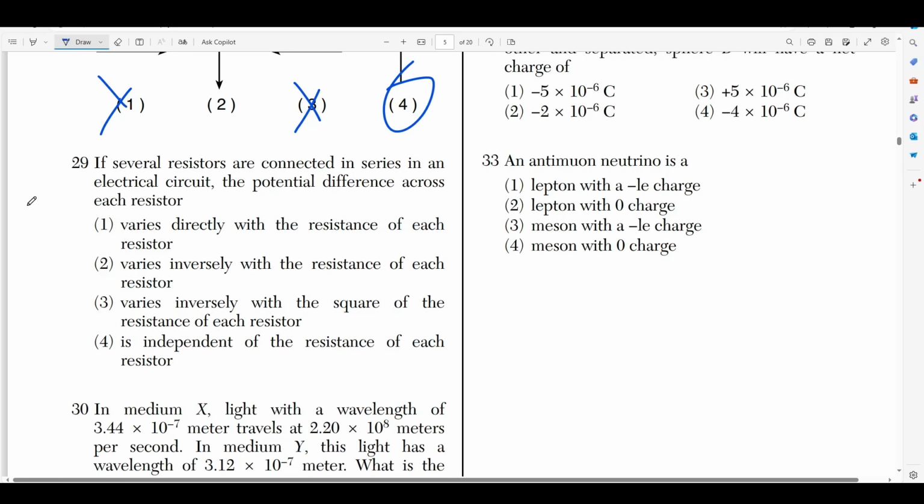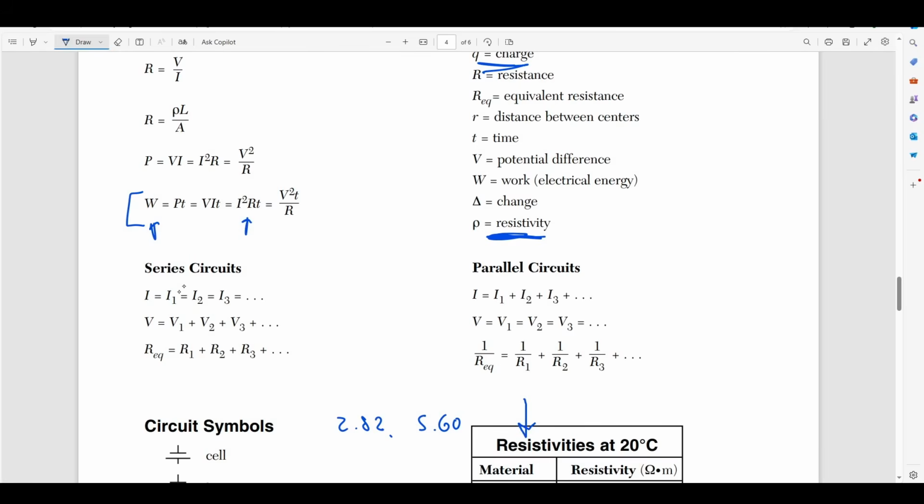Moving on to number 29, it says if several resistors are connected in series in an electrical circuit, the potential difference across each resistor does what? It varies directly with the resistance of each resistor? Does it vary inversely with the resistance of each resistor? Or is it independent? Well, it has to vary directly, because if you're in series, your total resistance is equal to the sum of all of the resistances.